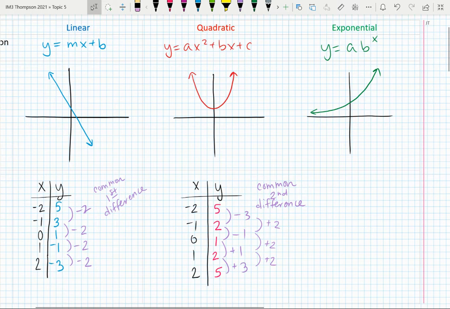And our focus in this unit is going to be looking at exponential functions. We'll be looking at parent functions and how they change as we have transformations.